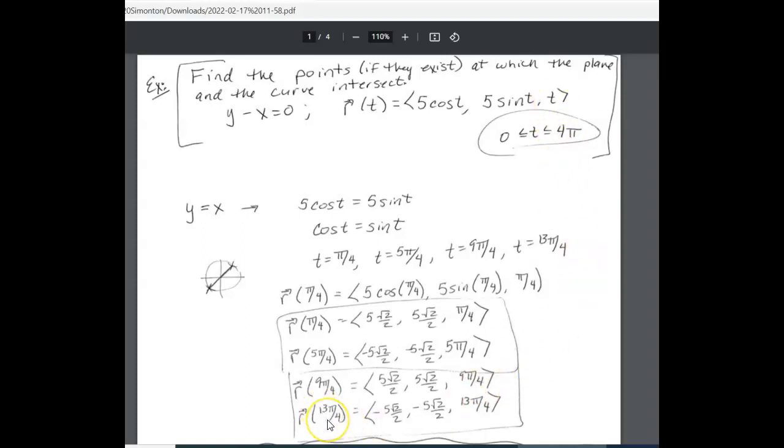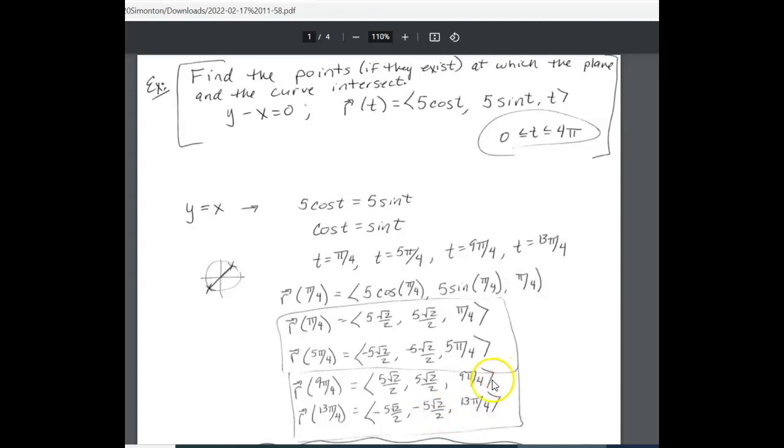And then finally my last one, 13 pi over 4, gives me, that was where I was back here in quadrant 3, so I get the negative 5 root 2 over 2 for both of x's and y's, and then my t value again for z as 13 pi over 4.